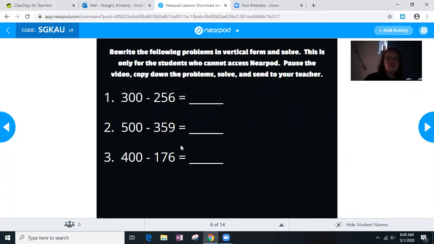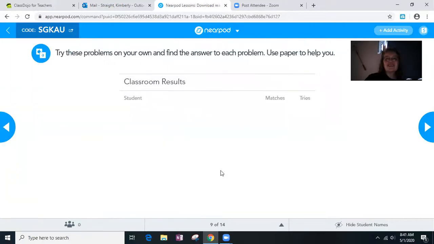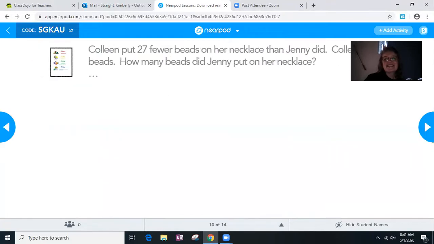So boys and girls, if you cannot access Nearpod, please pause the video and write down your problems in vertical form. You have to rewrite the problems in vertical form. The subtraction sign comes clear over to the side, to the left, so that you can line up your ones, tens, and hundreds. These are the same problems that the children that do go on to Nearpod, you'll have a memory game. And when you come back through, the memory game will be here, but it's the exact same problems.